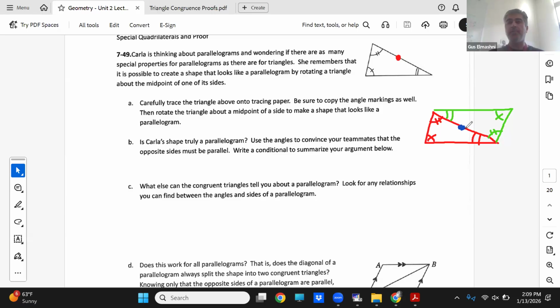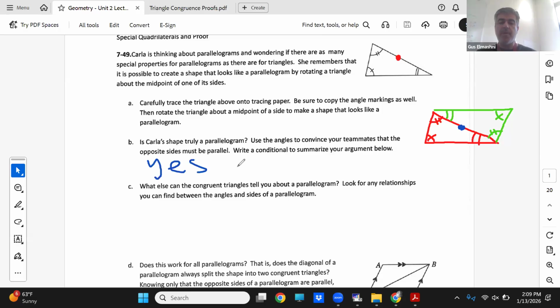I'm only focusing on this side here. Sure, you can rotate any way you like, it's up to you. Not necessarily, it just seemed like an easier one to see. But so the answer is yes for part B.